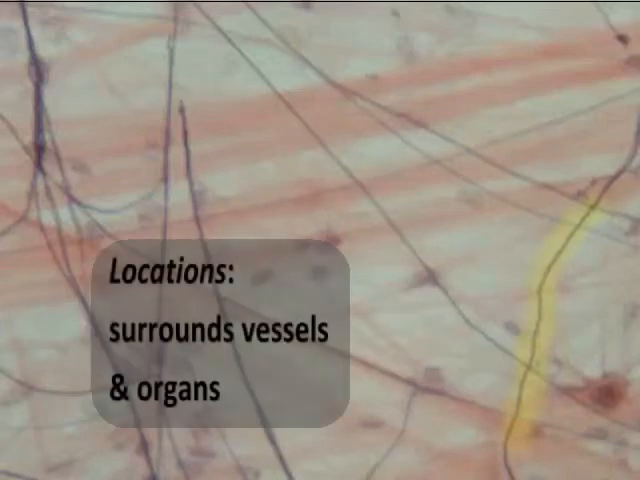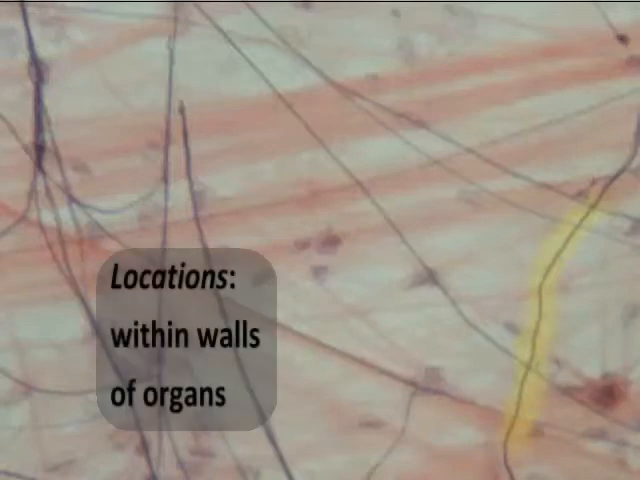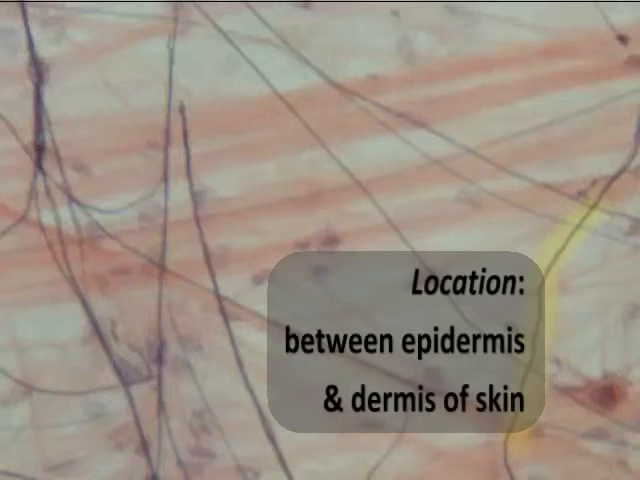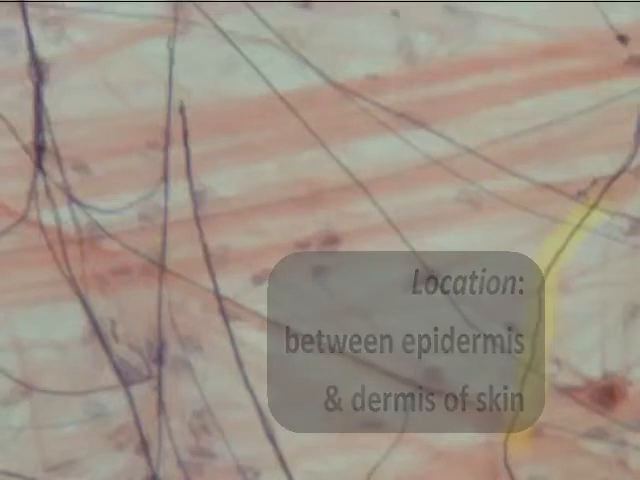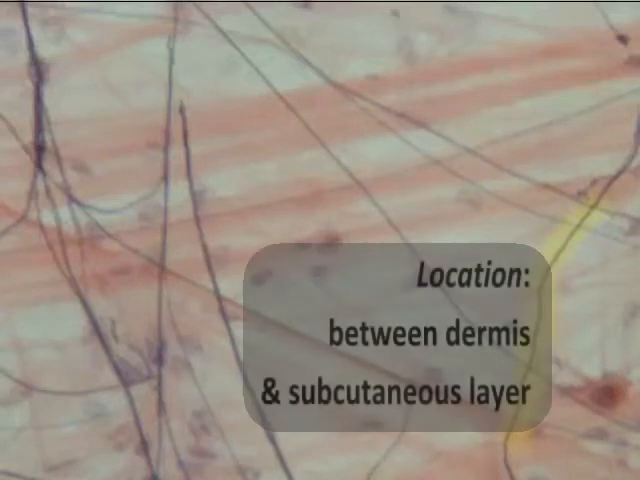It's found surrounding vessels, surrounding organs, found within the body wall of organs in various layers. It's found within the skin, between the epidermis and the dermis, as well as from the dermis to the subcutaneous layer, helping to bind the adipose fat and the nerves and the sensory receptors of the skin and blood vessels together, acting as a passageway as well from the skin to the rest of the body.